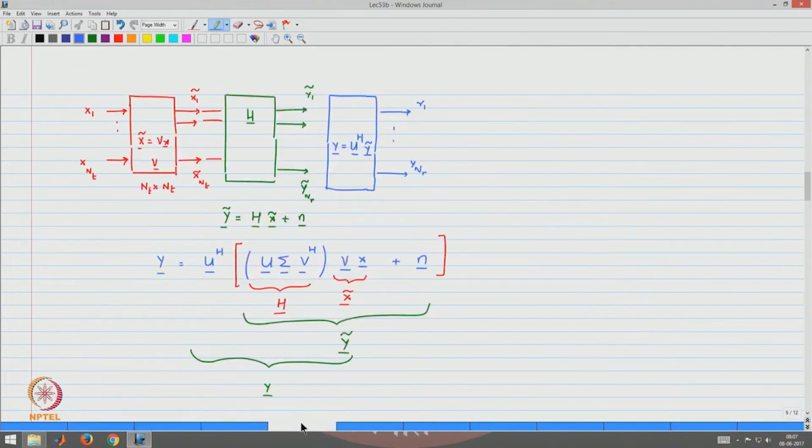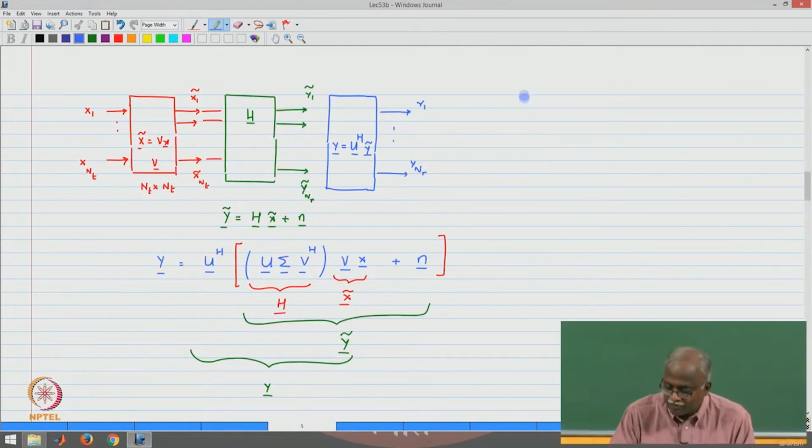Let me move on to the case when we are able to do the singular value decomposition. In the singular value decomposition, we write the matrix H in terms of the two unitary matrices U and V, with the matrix sigma in between.